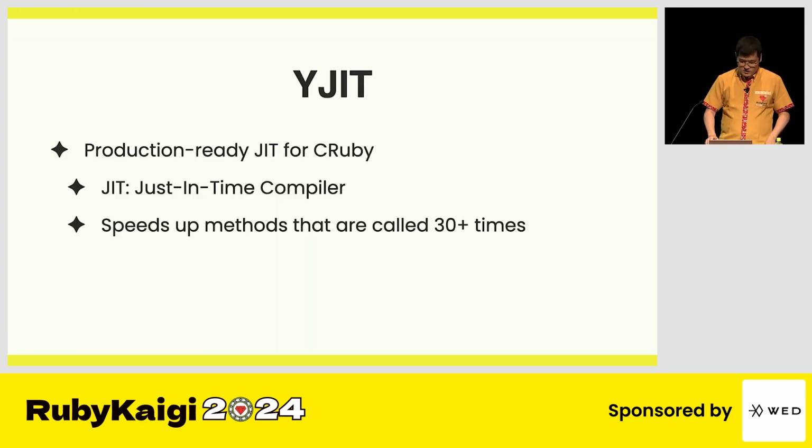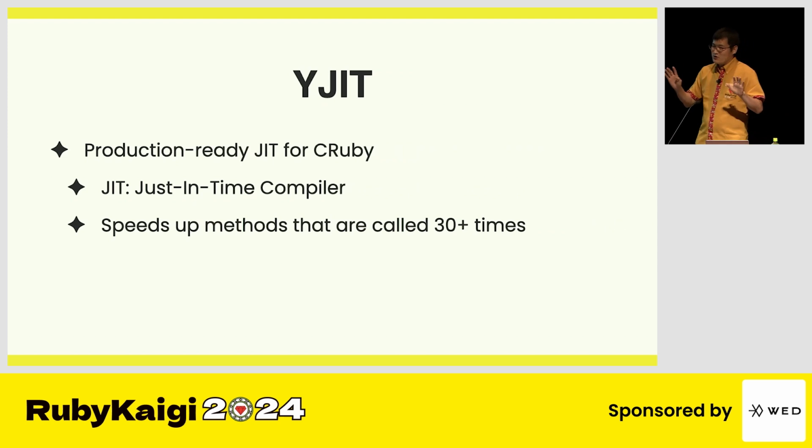So YJIT is a JIT compiler. JIT stands for just-in-time compiler. And the purpose of this talk is to make you feel like you need to use this in production. Also, you should feel that you need to upgrade the Ruby version to 3.3, the latest version.